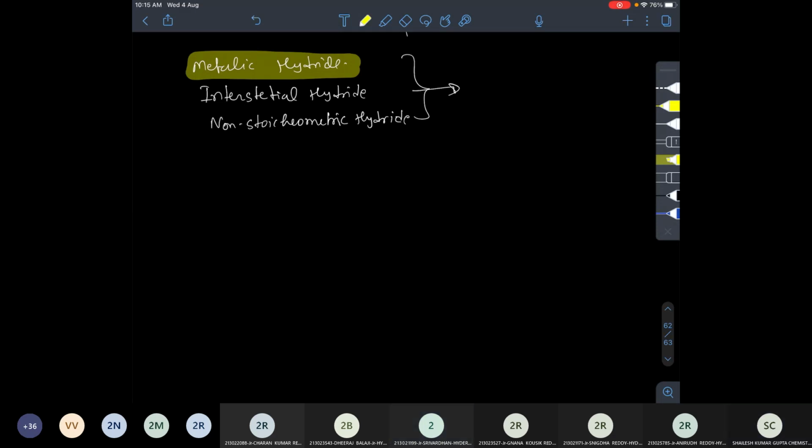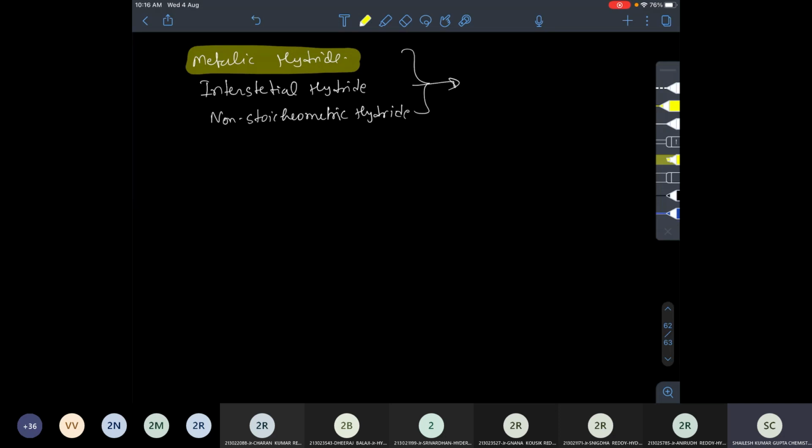And they conduct heat and electricity. You are saying they conduct heat and electricity? Yes, sir, but less than their actual metals, which makes them different from covalent and ionic hydride. Right. Very good. Very good.